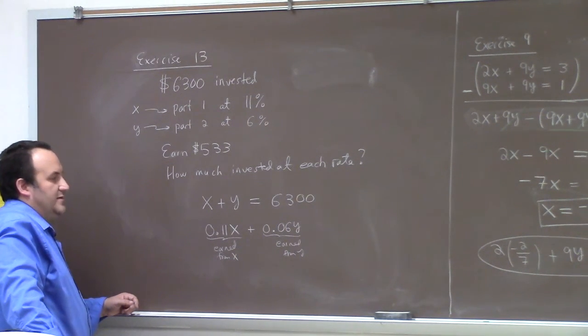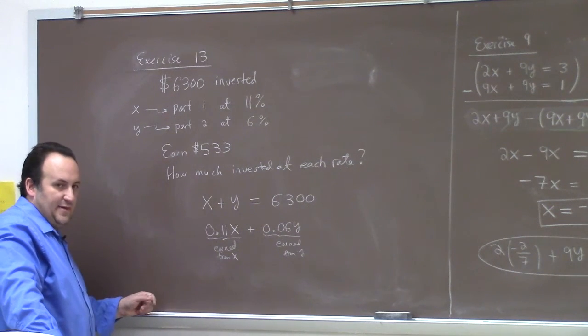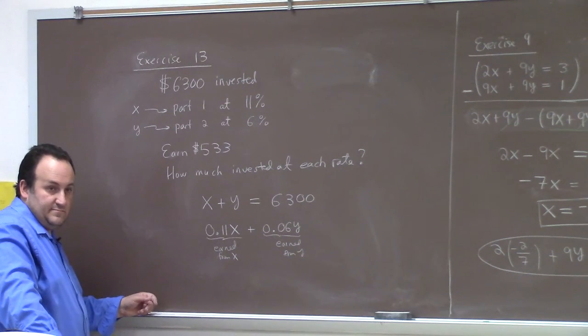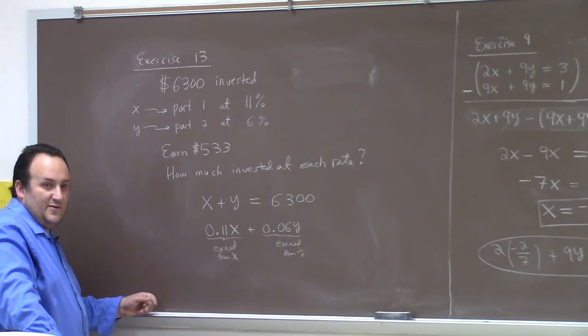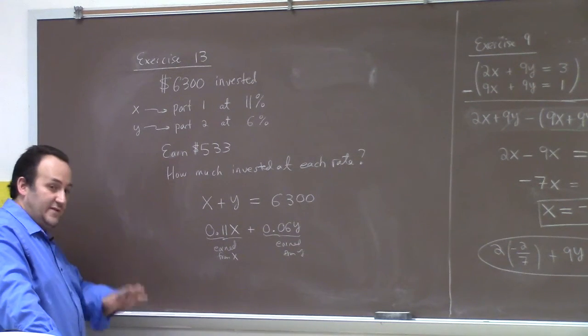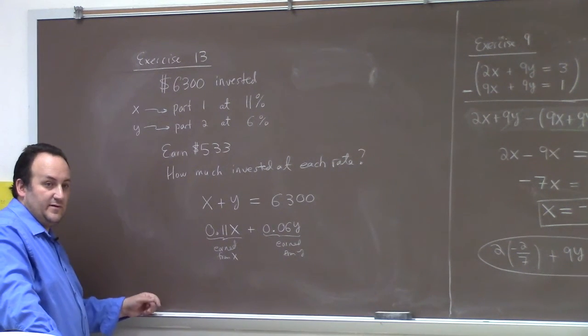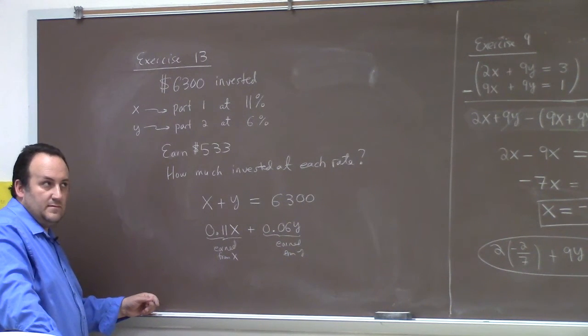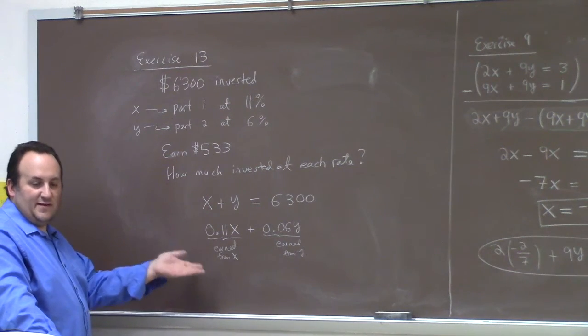So like, you get $10,000 and invest it in the bank at 6% for a year, how much money do you earn? If you had $1,000 at 6%, how much would you earn? $60, right? Or $100 at 6%, you'd earn $6, right?